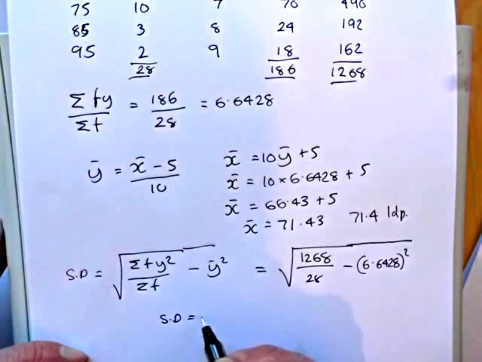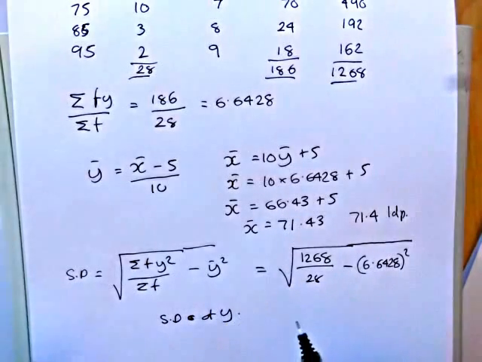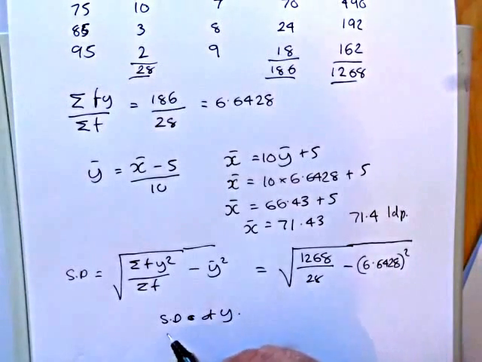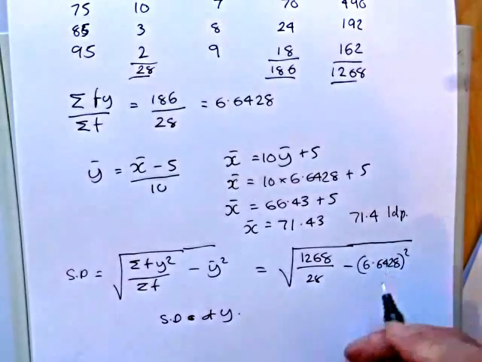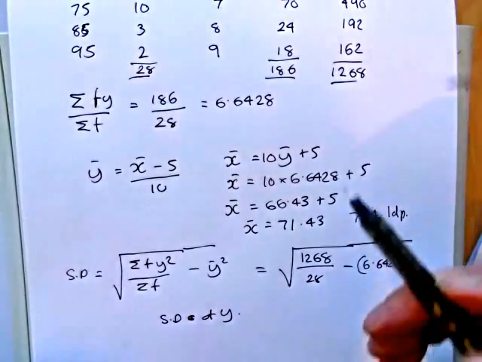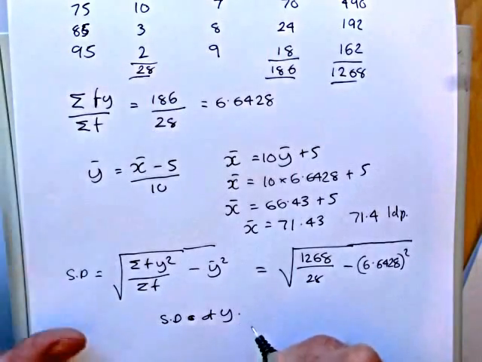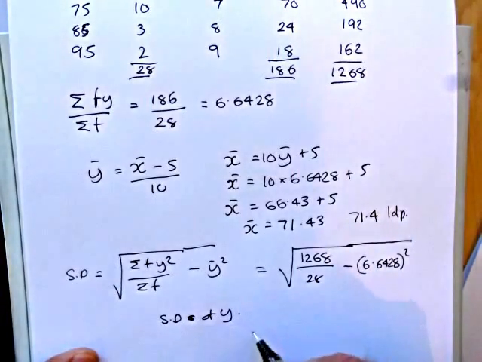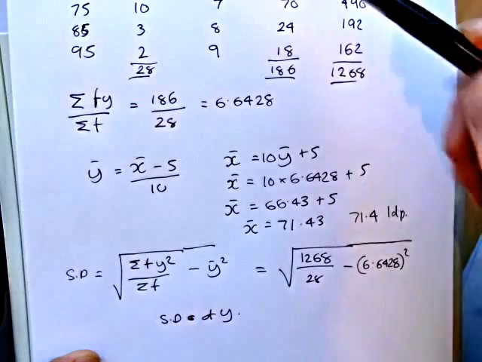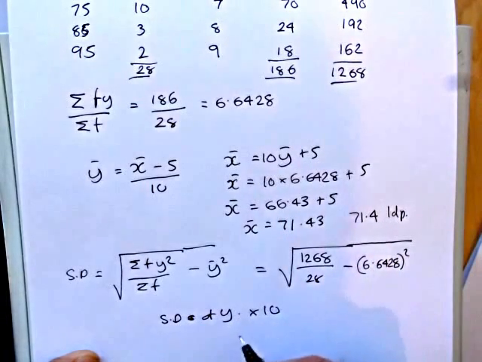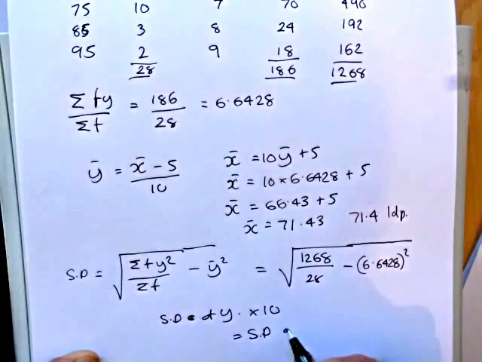Now, to get back from our standard deviation of y to x, we simply have to times this answer by 10. We needn't worry about the subtract 5, it doesn't make any difference to the standard deviation, so we simply times it by the thing that we divided through by. So standard deviation of y times 10 will equal standard deviation of x.